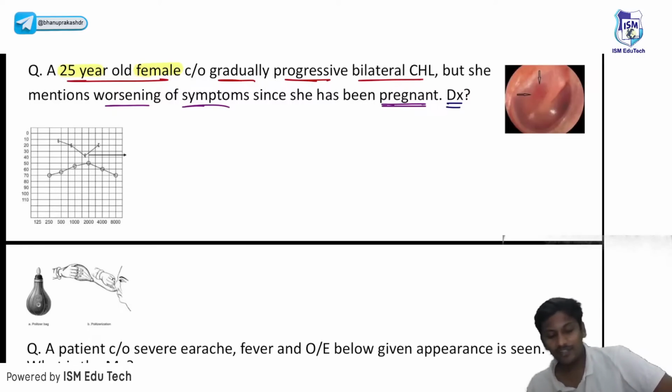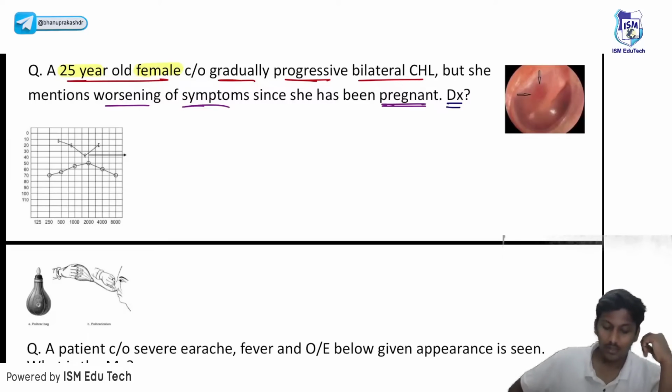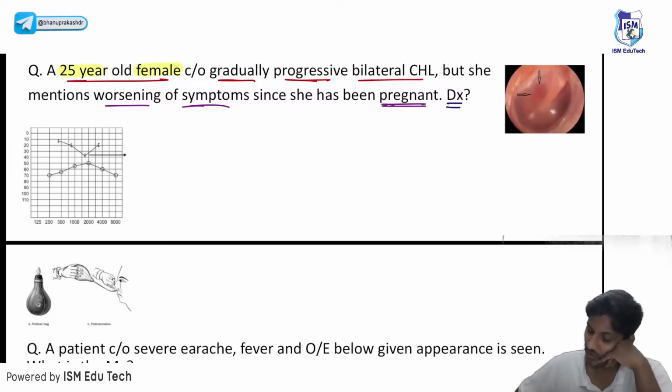Okay, 25-year-old young female, gradually progressive, meaning it is slowly progressing. Bilateral conductive hearing loss. That means there might be some problem in the external or middle ear. Then the patient has a conductive hearing loss. If there is some problem in the inner ear, the patient has a sensorineural hearing loss. Okay? And there is worsening of the symptoms since she has been pregnant. What is the diagnosis of this condition? Very easy diagnosis.